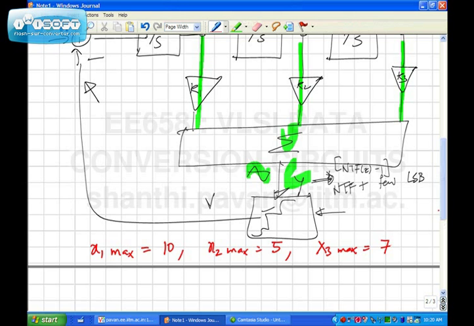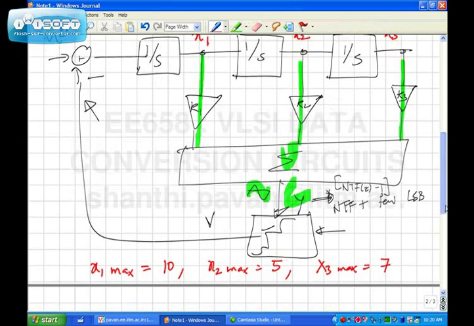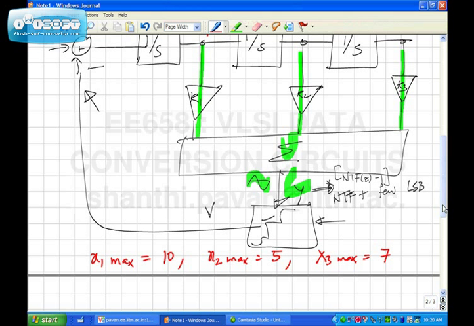In other words, the peak outputs at each of these integrators are different and are found from simulation. Please note that the outputs of each integrator consist of both noise and signal. It is true that the output of x1, the first integrator, has the smallest signal component, but it has the largest noise component.